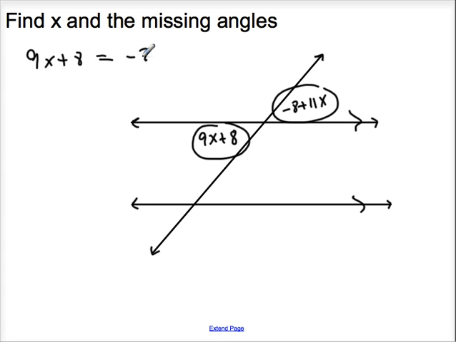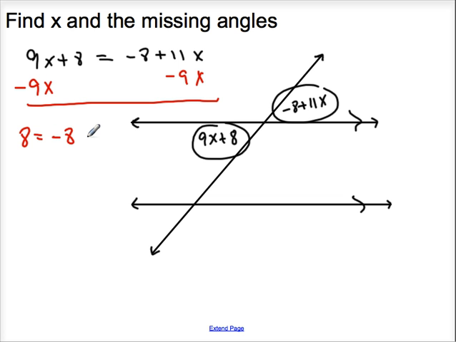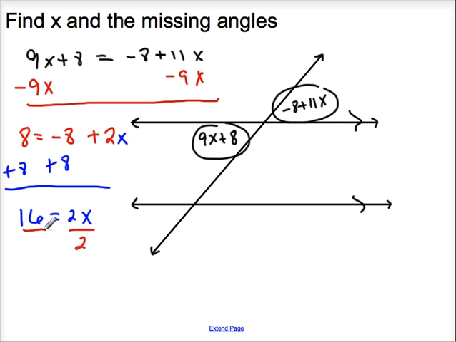So here I could just say that 9x plus 8, this angle here, is going to be equal to negative 8 plus 11x. Alright, solving for x in this case. It doesn't matter which side you put the x. I'm going to bring the x over to the right side, so minus 9x, minus 9x. So I'm going to be left with 8 equals negative 8 plus 2x. Add my 8 to both sides. So I'm going to have 16 equals 2x. And in my last step, divide both sides by 2. And I get x equals 8.